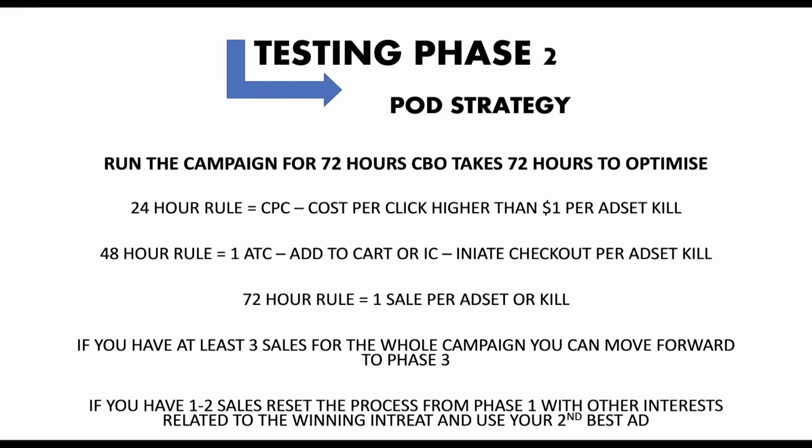So the cost per click must be lower than $1. If it's above $1, you must kill it. The 48-hour rule is the same: 1 add to cart or initiate checkout per ad set. The 72-hour rule is 1 sale per ad set, or you need to kill it.